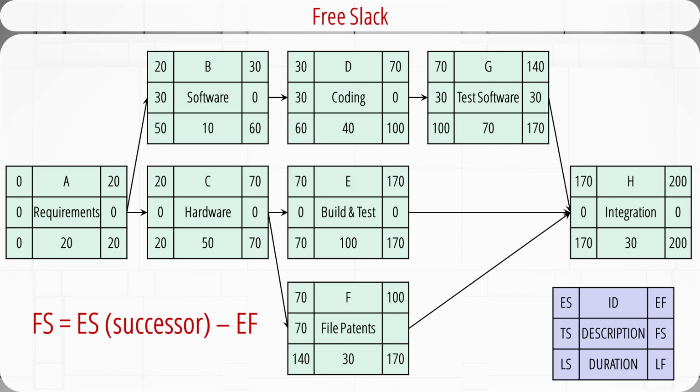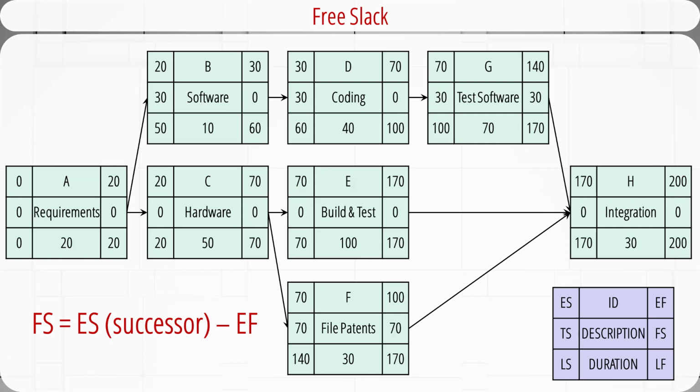Then apply this equation to E. The early start of its successor H is still 170. The early finish of itself is 170. So the free slack of E is 170 minus 170 equals 0.